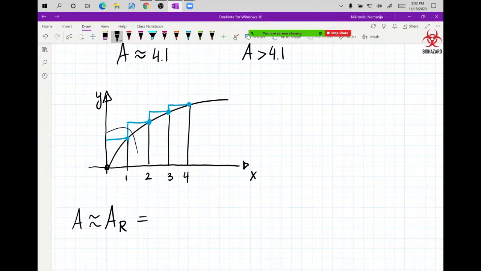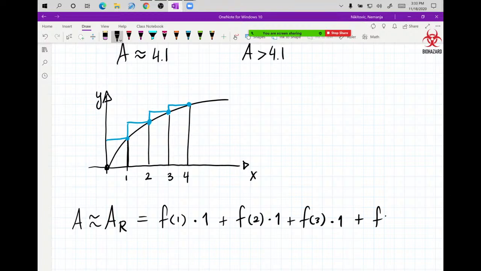And now look what I have for the first rectangle. I'm using right side to compute. So it's f of 1, because that's the height. F of 1 is the height, times 1, which is the width. Move to the next one. F of 2 times 1. Move to the next one. F of 3 times 1. And the last one is f of 4 times 1. If you take a look at that last rectangle, you see that the height of the rectangle is this value, which is actually y computed at 4.